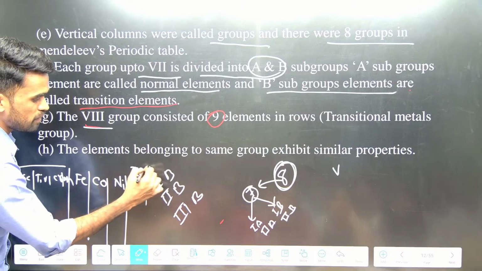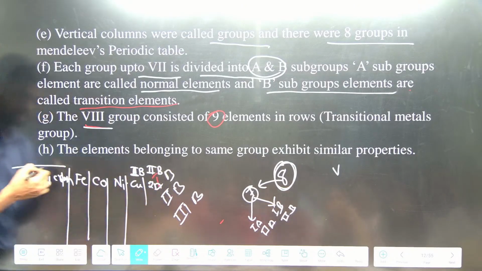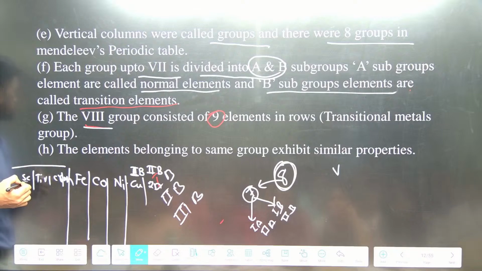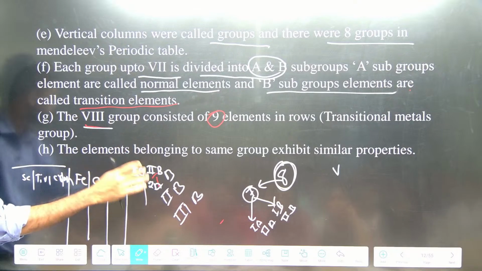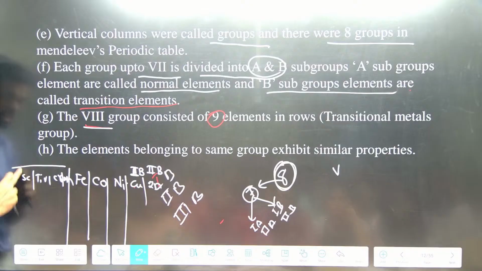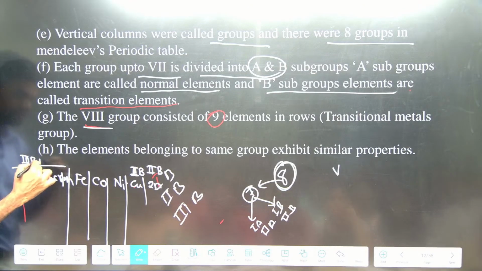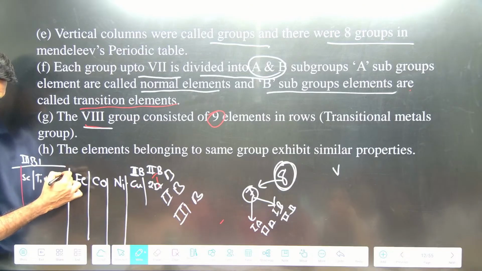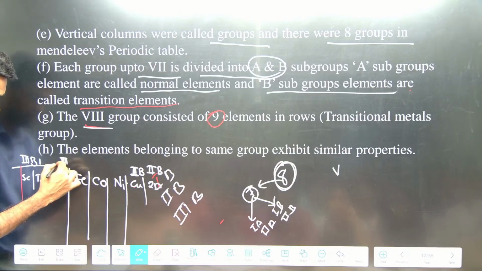Zinc family is 2B. Next, come directly to scandium. So why it is 1B, 2B, I will tell you. Just follow me. See, scandium should be 3B, titanium 4B. Like that, if you come up to manganese, it becomes 7B.